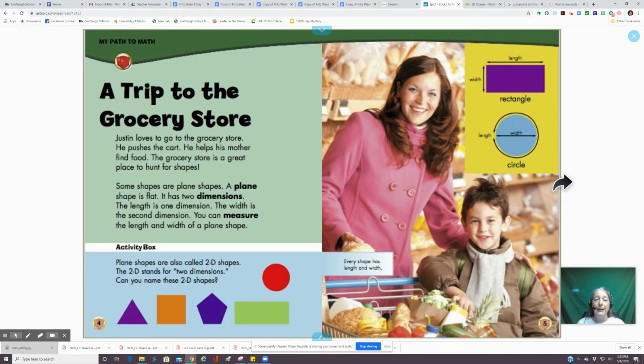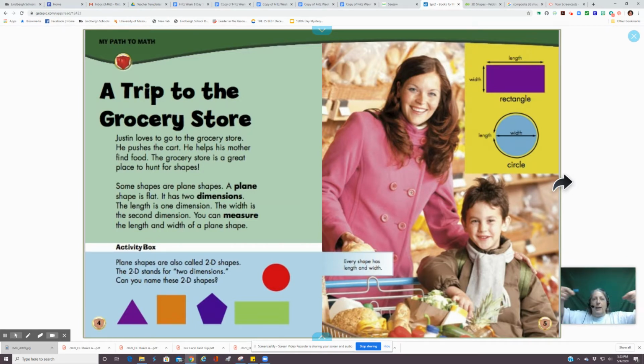Some shapes are plane shapes. A plane shape is flat, so that's just like the 2D shapes we've talked about. It has 2 dimensions. The length is 1 dimension, how the long way is measured, and the width is the 2nd dimension. You can measure length and width of a plane shape, and we kind of did that when we used the rulers or the non-standard measuring tools.